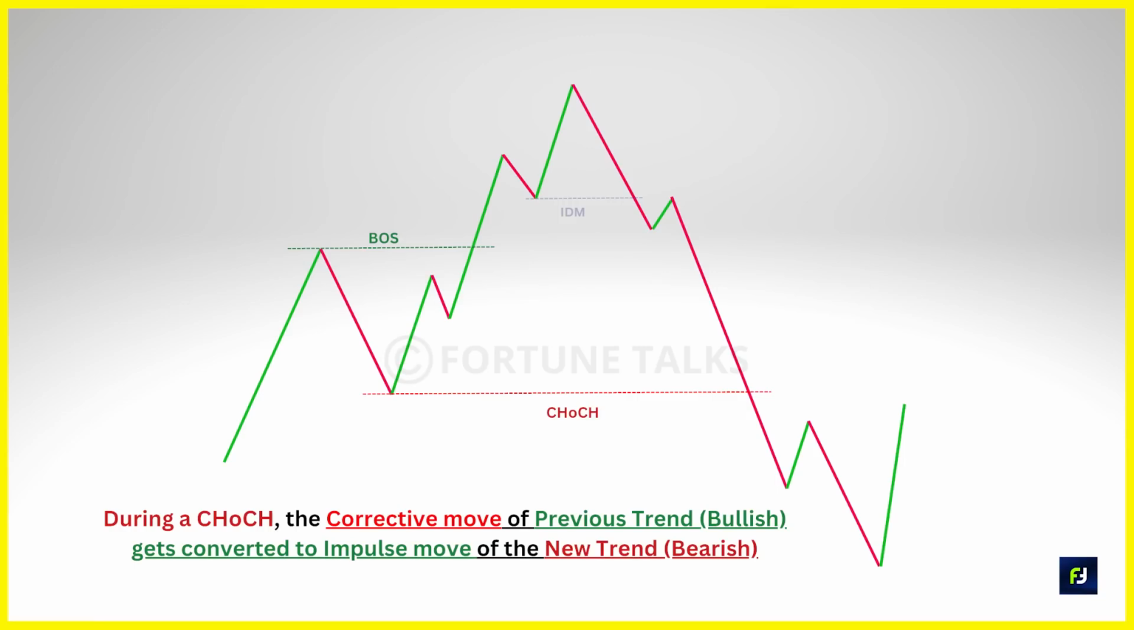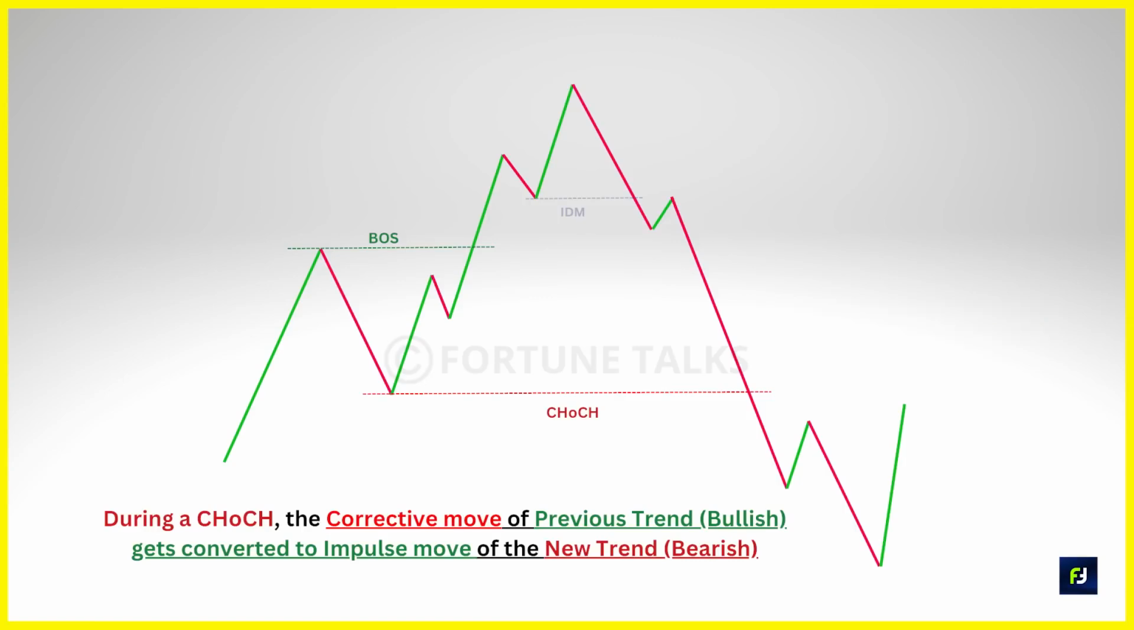The only exception is when the market forms a valid change of character, in which case the correction move gets converted into the impulse move of the counter trend. Take a look at this scenario. Here, the price breaks and closes below the previous higher low level, thereby confirming a bearish change of character. In this instance, we have to look for inducements in the price move that has caused the change of character.